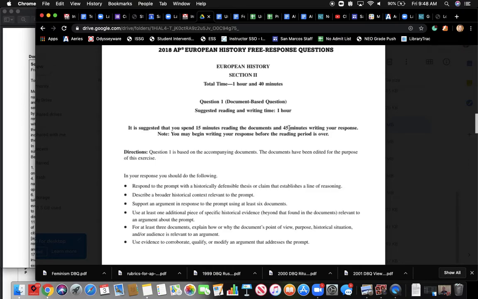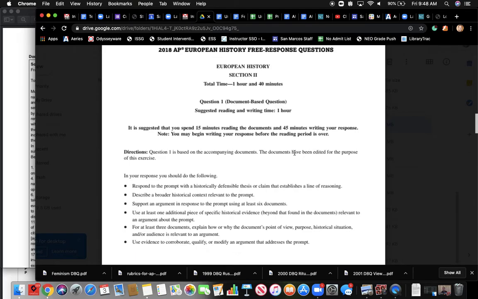And they say you should spend about 45 minutes writing your response. So again, the College Board is giving you a hint. They know that you're going to be very nervous on the day of the exam, so they want to make sure that you know exactly what is expected. They're going to give you these directions that say, Question 1 is based on the accompanying documents.